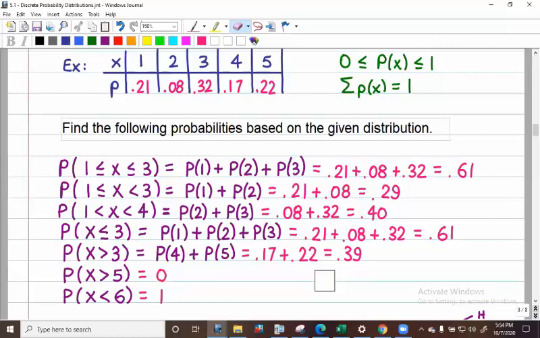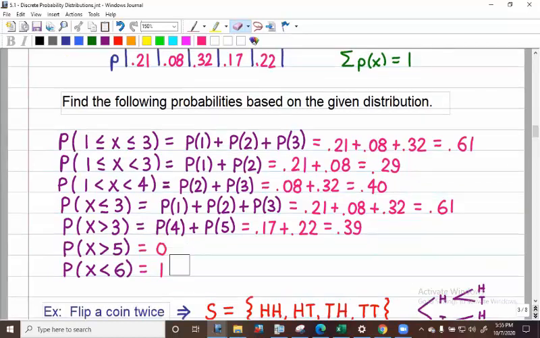And then I went ahead and did the extreme cases here. Greater than 5: there's nothing greater than 5, right? So 0. And then the next one, less than 6. They're all less than 6, right? Add them all up, we get 1. Just reminding you that the answer can be 0 and it can be 1. 0 and 1 are possible.